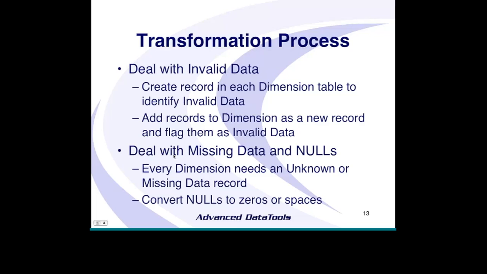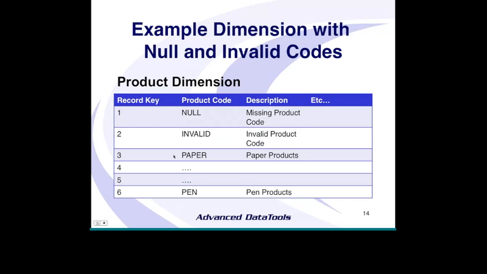So this is what a typical dimension table would look like, and this is just an abbreviation of it. I usually have one record where the product code is null and the description is missing product code. And I'll have a second record where the product code is invalid and the description will be invalid product code. And then I'll have my regular product codes. And so this way, in the data warehouse, I can actually do a query and QA my production data.